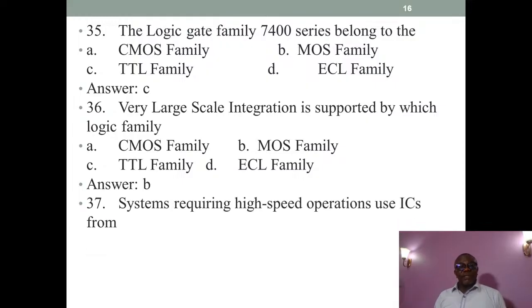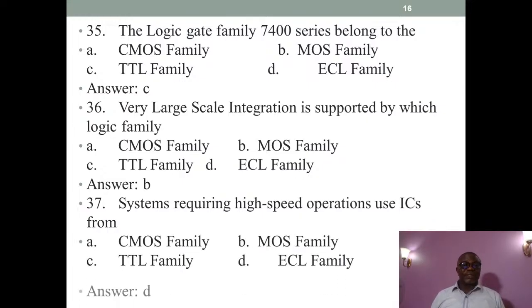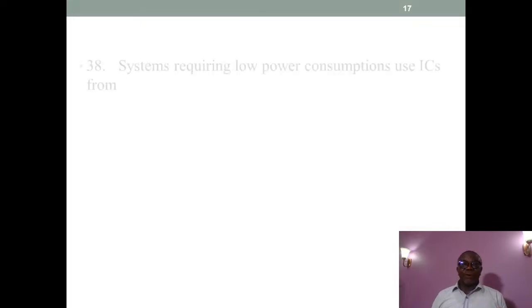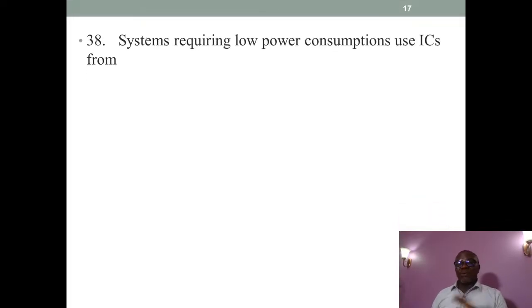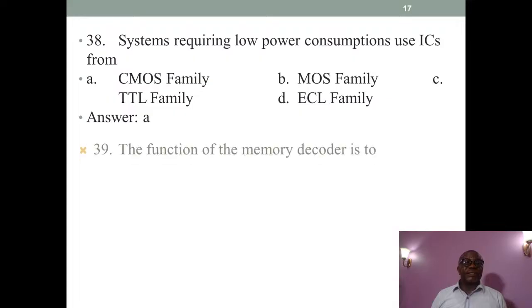So systems requiring high-speed operations use ICs from which of the families? We also say that it is from the emitter coupled logic family. So with this, I guess you will be very conversant when we are talking of ICs and all that. So systems requiring low power consumption use ICs from, of course, what we said, the CMOS family, which gives the answer A.